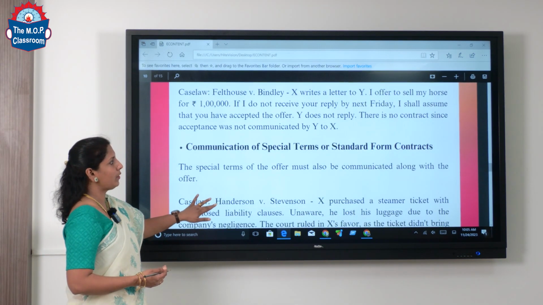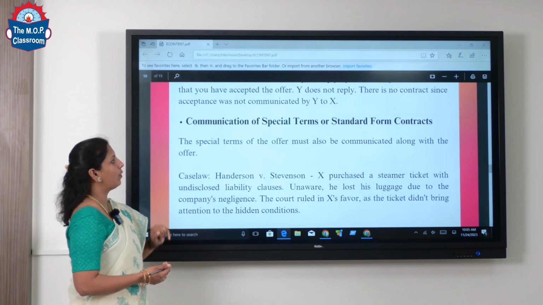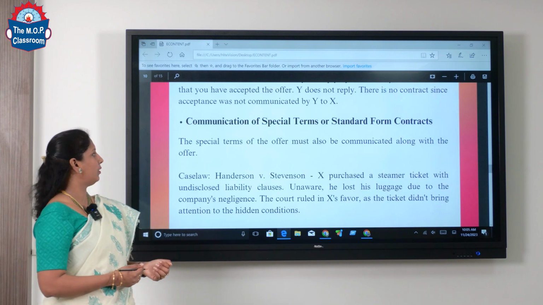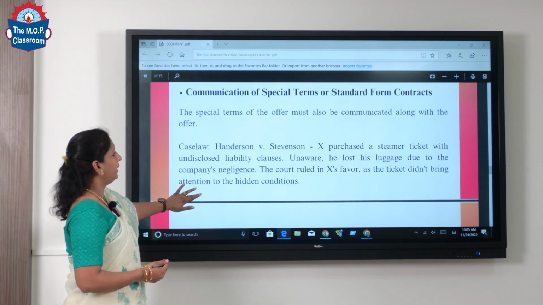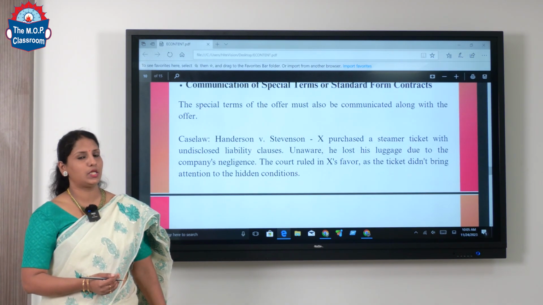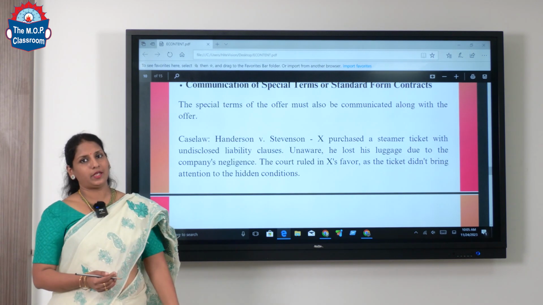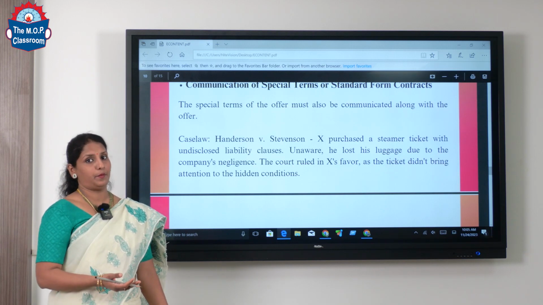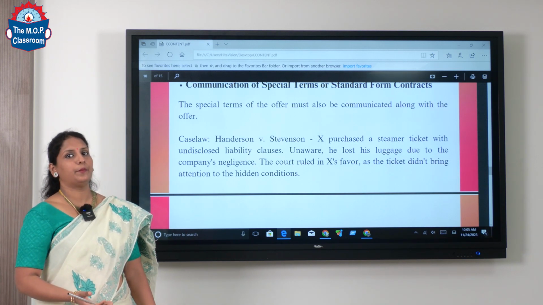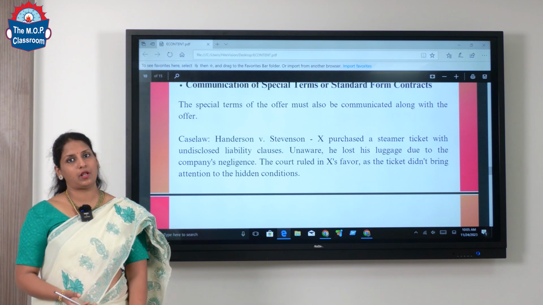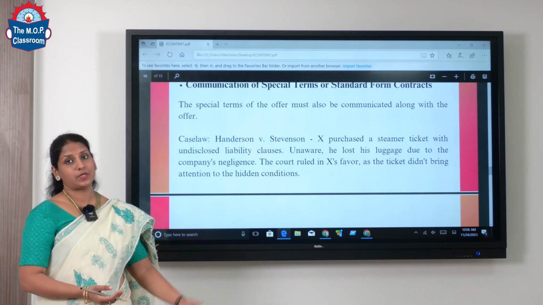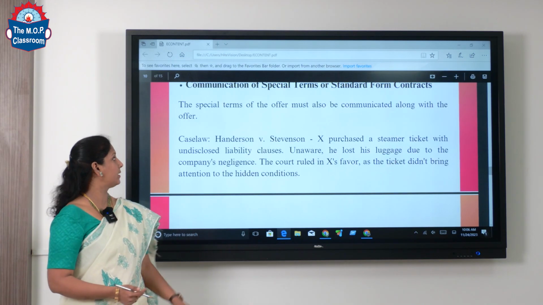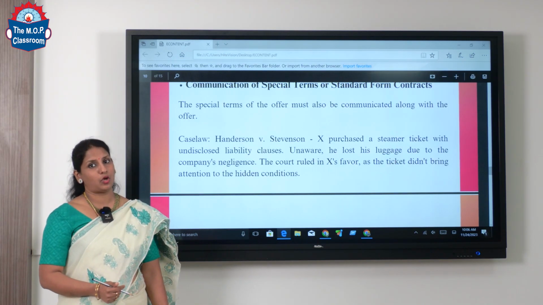Next is communication of special terms or standard form of contracts. The special terms of the offer must be communicated along with the offer. So here we have a case law, Henderson versus Stevenson. Basically, what do you mean by standard form of contracts or special contracts? Contracts with a railway company or with an insurance company are the best examples of special terms in standard contracts. So here X purchased a steamer ticket with undisclosed liability clauses.